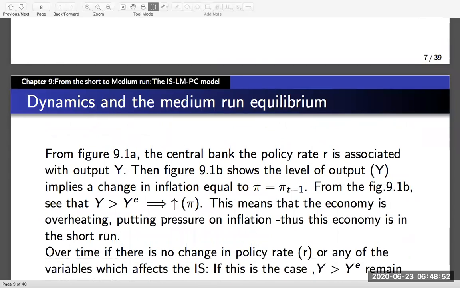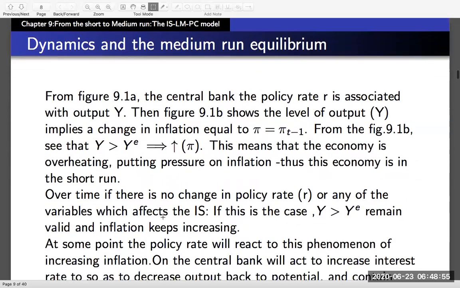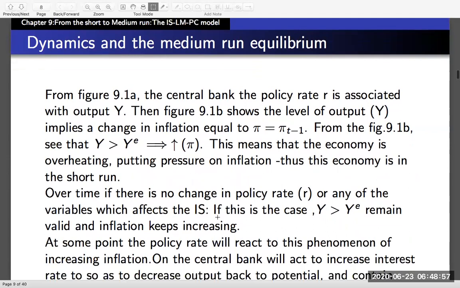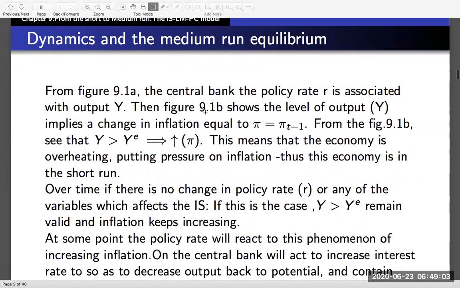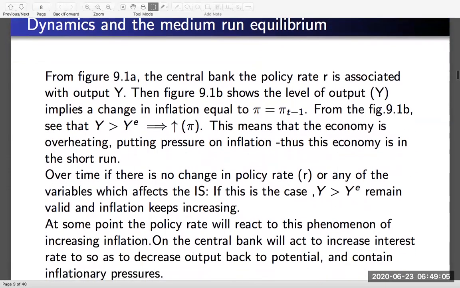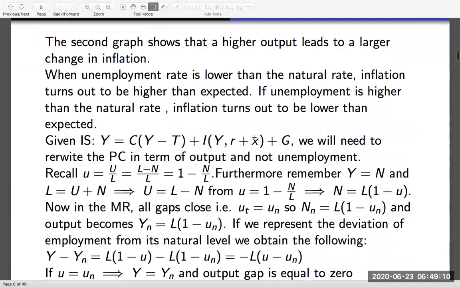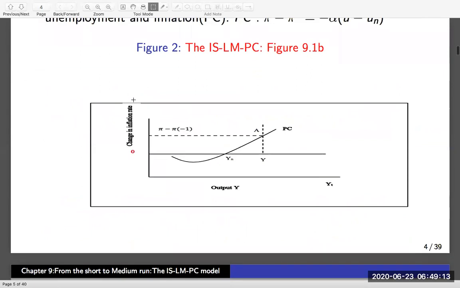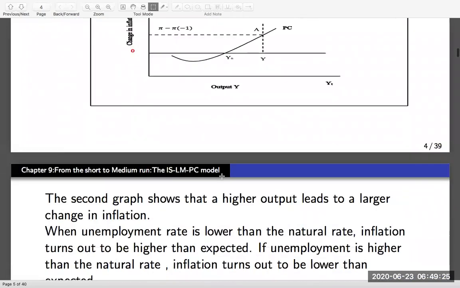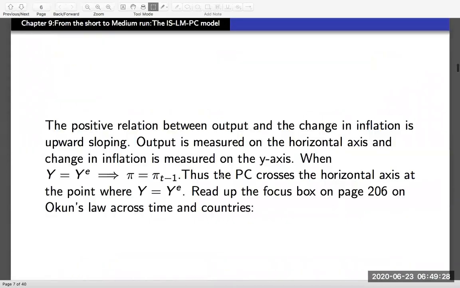Dynamic and the medium run equilibrium. So from figure 9.8, the central bank sets the policy rate R, which is associated with the output Y. Then figure 9.8b shows the level of output implied by a change in inflation equation. So we are talking about the change, not just a level. So remember that on the y-axis, you are not only looking at the inflation level, you are looking at the change in inflation. So you are saying, how do changes in output affect the change in inflation? So that is important as well. You need to remember that.